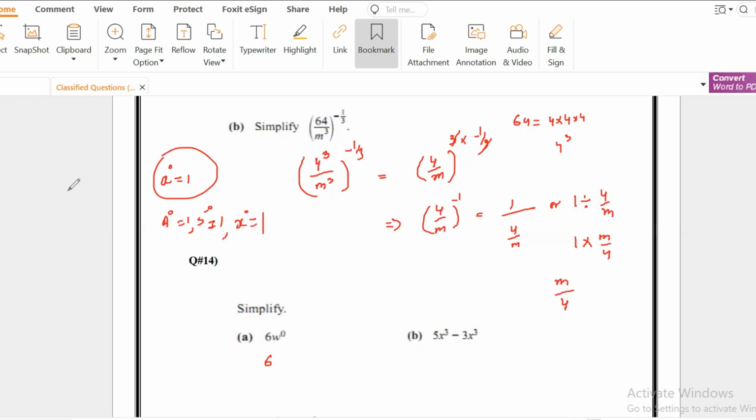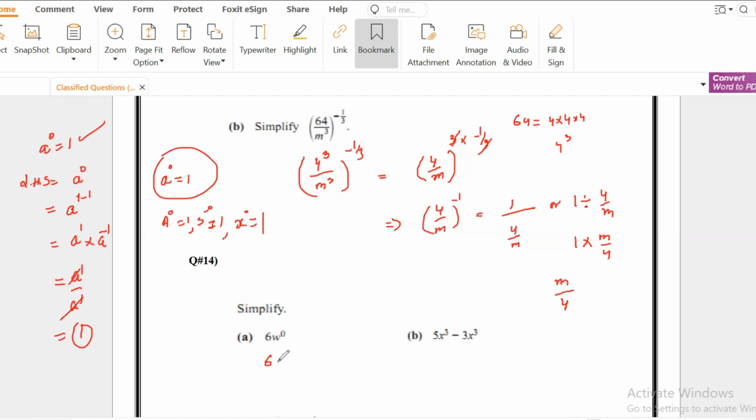And remember why we say a power 0 equals 1. If I take the left hand side, which is a power 0, we can say it is 1 minus 1, because plus 1 minus 1 gives us 0. So if we write separately a power 1 into a power minus 1, so a power 1 over a power 1, cancel a and a, we will get 1. So this is the right hand side.